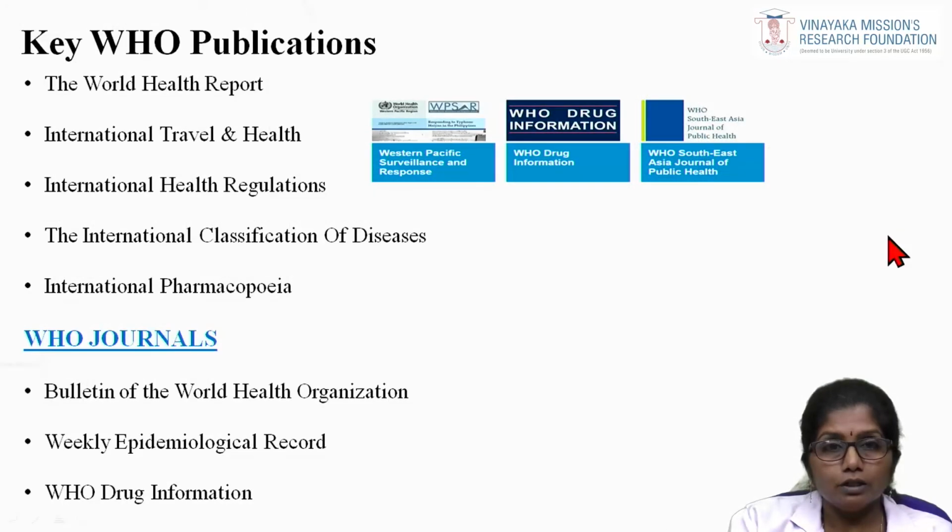So next we will see about the key WHO publications. The key WHO publications are the World Health Report, International Travel and Health, International Health Regulations, the International Classification of Disease, International Pharmacopoeia. They also have their own journals like Bulletin of WHO, Weekly Epidemiological Record, WHO Drug Information. WHO is concerned with the dissemination of health information and its statistics through its publications and journals. So this type of publication and journals helps to disseminate the health information to the public.